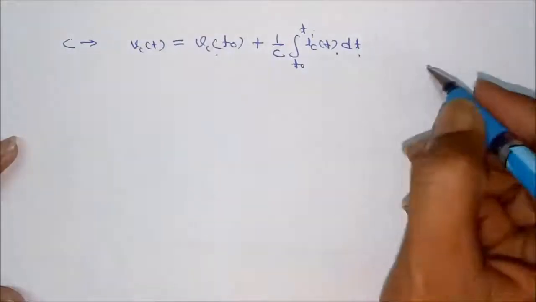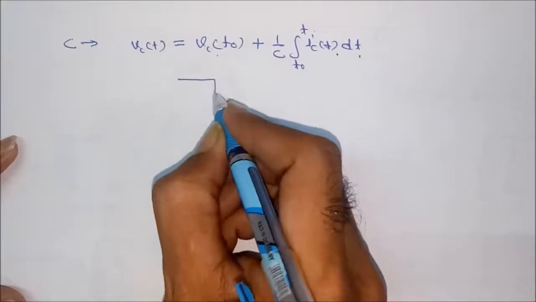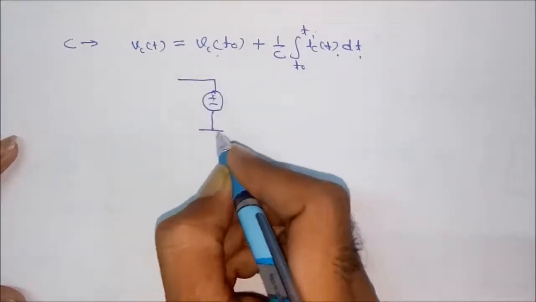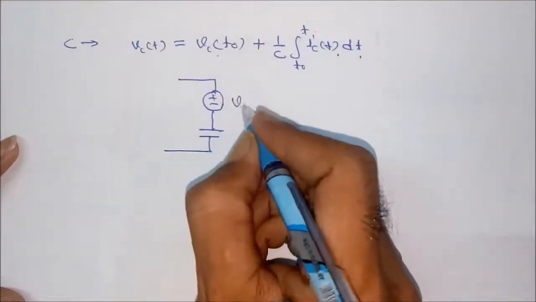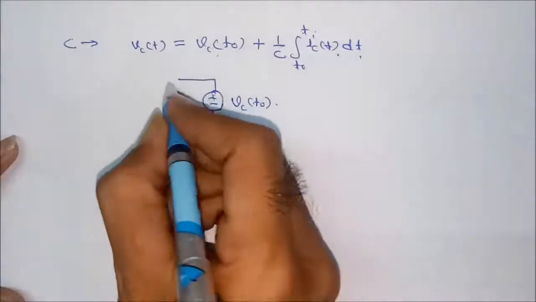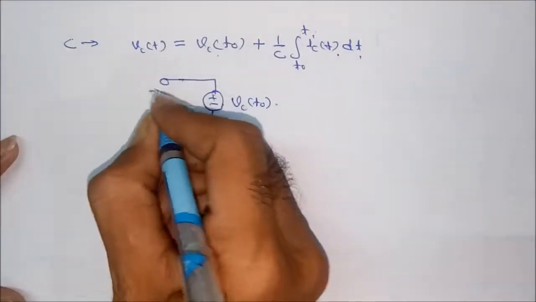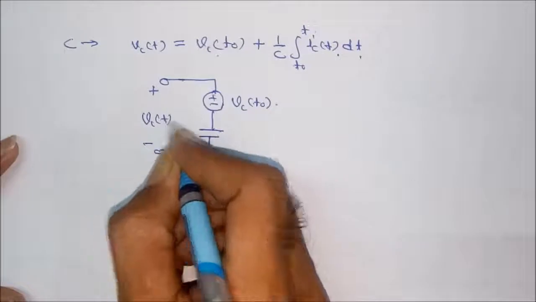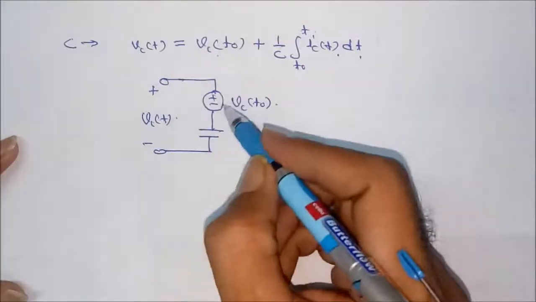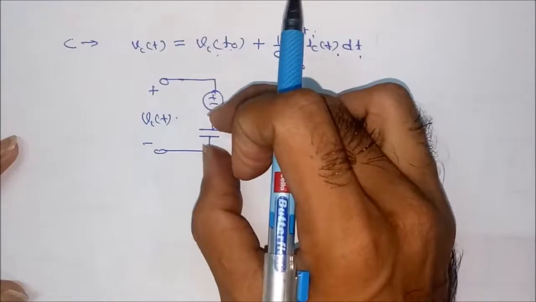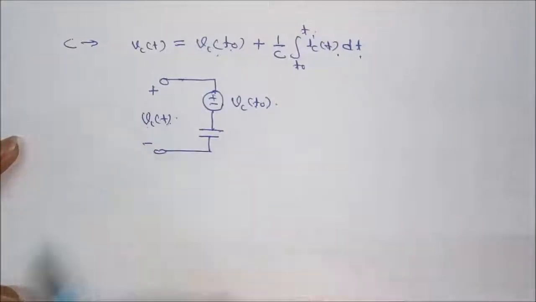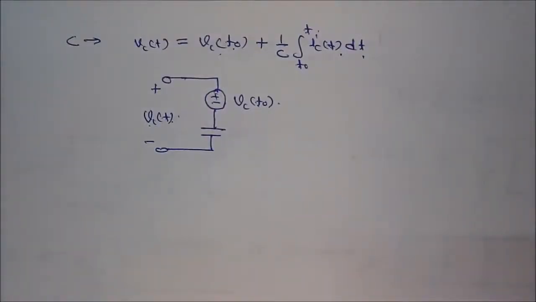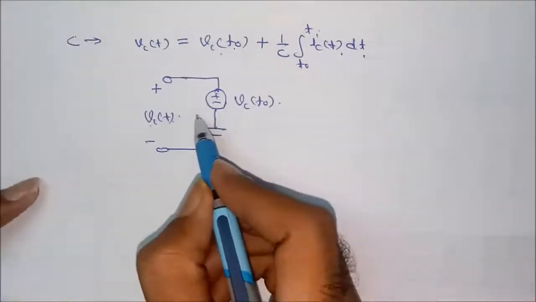So we can represent a capacitor like a voltage source in series with a capacitor. This voltage source represents the initial voltage v(t0), and the whole voltage is represented by v_C(t). So this one is representing this source, this voltage is represented by the capacitor, and the total voltage across the capacitor is represented by v_C(t). Don't get confused if some initial conditions are given and it is asking about the capacitor voltage. Don't just calculate this voltage.